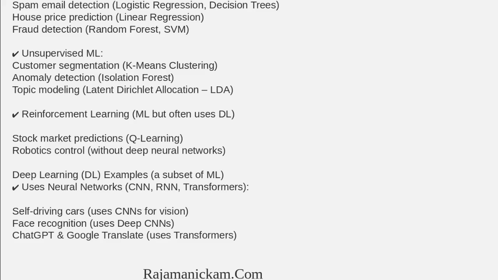Mostly computer vision technologies are using CNN. In self-driving cars, vision technology is used. Face recognition is a similar thing. The recent improvements with ChatGPT and Google Translate are using transformers, a new kind of model. And each approach uses its own algorithms, like logistic regression, decision trees, linear regression, random forest, k-means clustering. A lot of different algorithms are there.